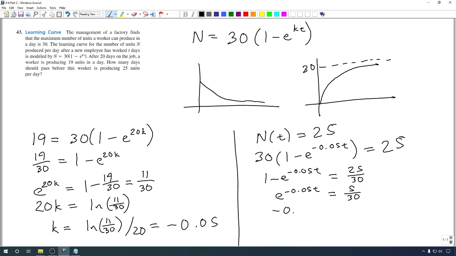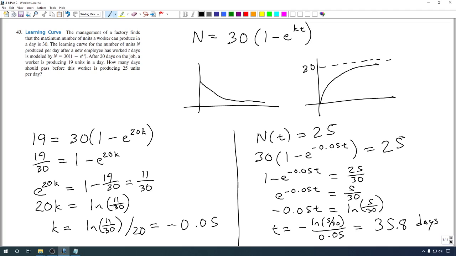That means that negative 0.05t is equal to the natural logarithm of this. And when we divide by that amount, we have t is equal to negative natural logarithm of 5/30ths over 0.05. And using a calculator, we get a value of 35.8. That's in days. Now, if we want an integer, maybe we'd round that to 36. So that means after 36 days, this worker should be producing 25 units per day.